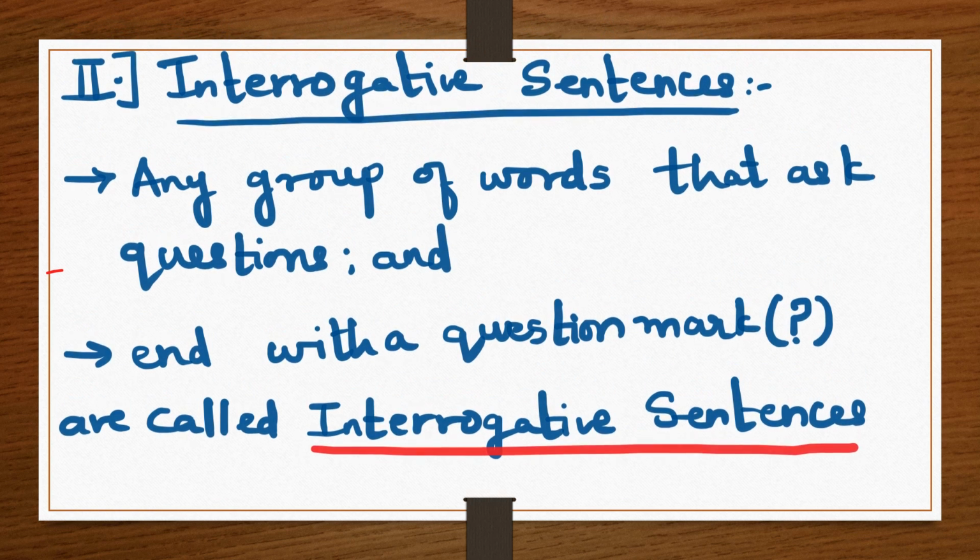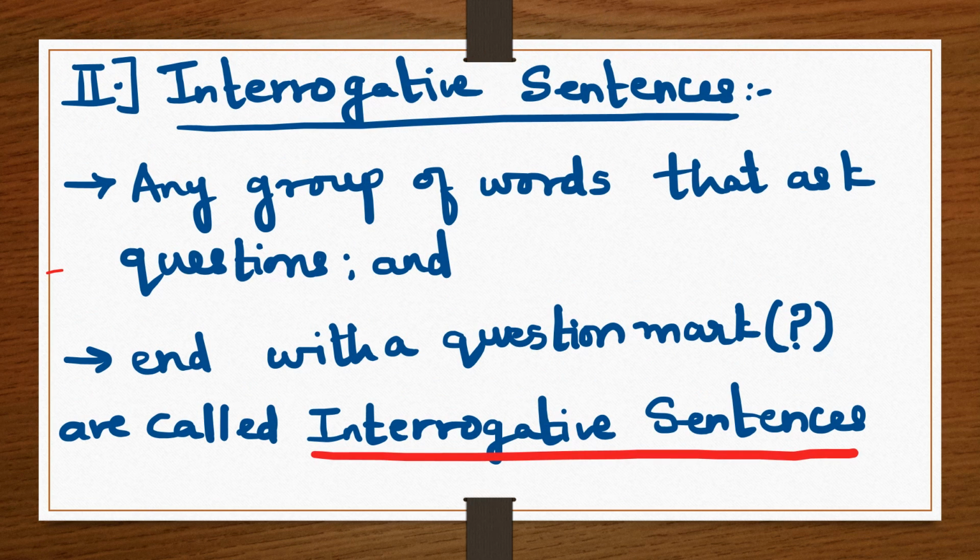The second type is interrogative sentences. What is an interrogative sentence? Interrogative means question. Interrogation means questioning. So, any group of words that asks questions and ends with a question mark is called an interrogative sentence. The group of words should make sense for it to be a sentence, and these words should ask us something, and it should also end with a question mark for it to be an interrogative sentence.